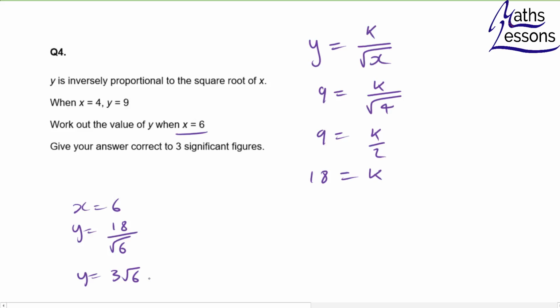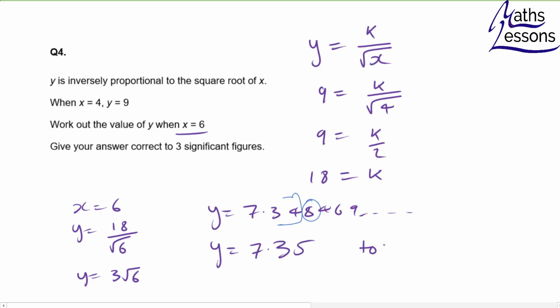And if you wanted it to 3 significant figures, we press the S-D button on the calculator to convert that into decimals. So we get y equals 7.348469 and so on on the calculator display. So to do it to 3 significant figures, there's our 3 significant figures. We look at the next one, it's 5 or bigger, so we round up. So y is equal to 7.35.